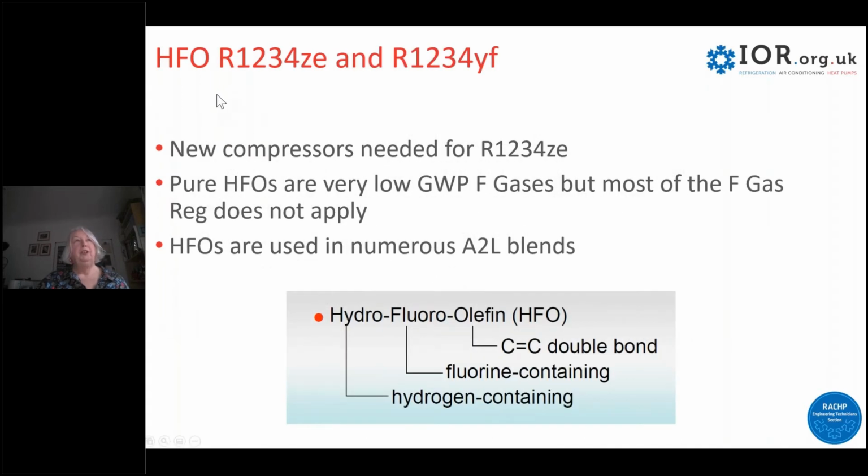Then we've got these newish refrigerants, 1234ze and yf. They're HFOs, and basically HFO stands for hydrofluoroolefin. So it is an HFC, but by a different name, really to differentiate it from the very high global warming potential HFCs, because the GWP of the HFOs is very low, almost as good as the hydrocarbons. We mainly use the HFOs in blends, so they're used in a lot of the A2L blends.